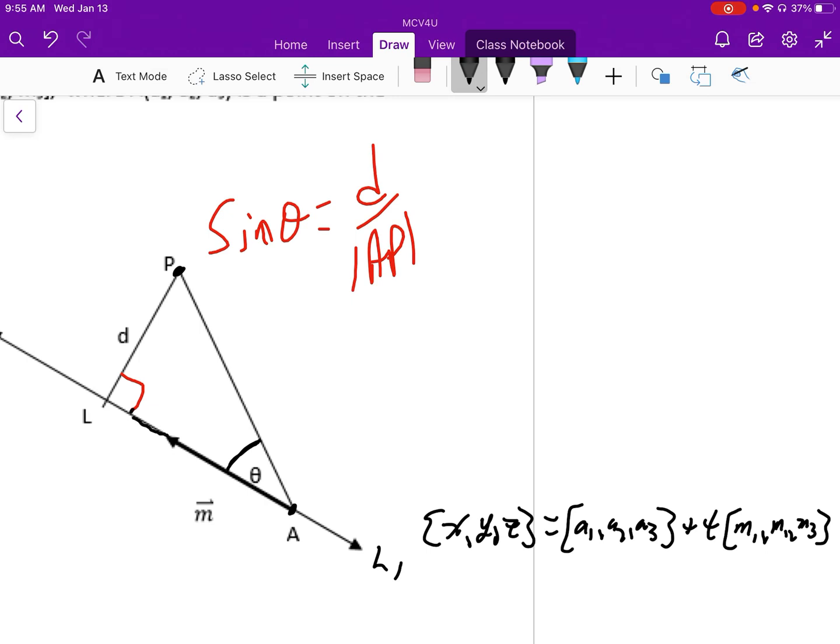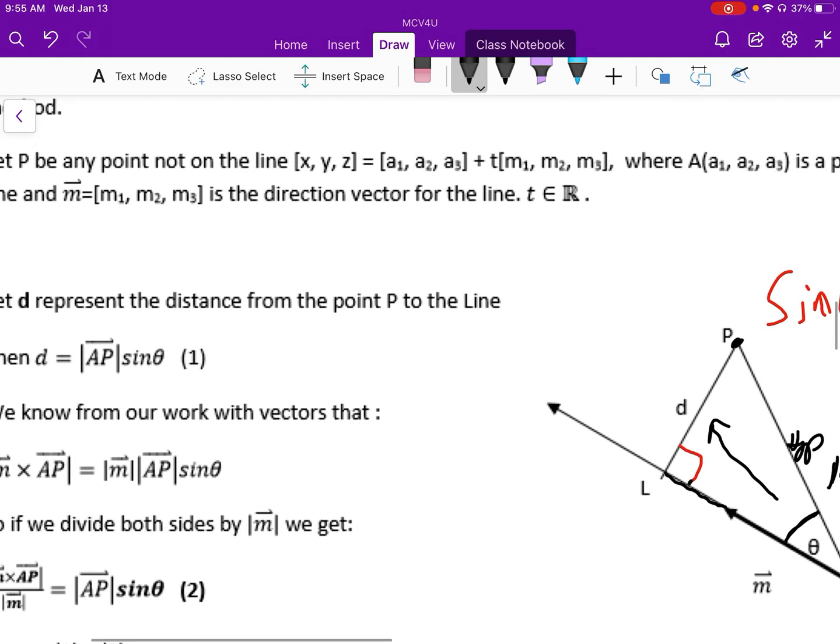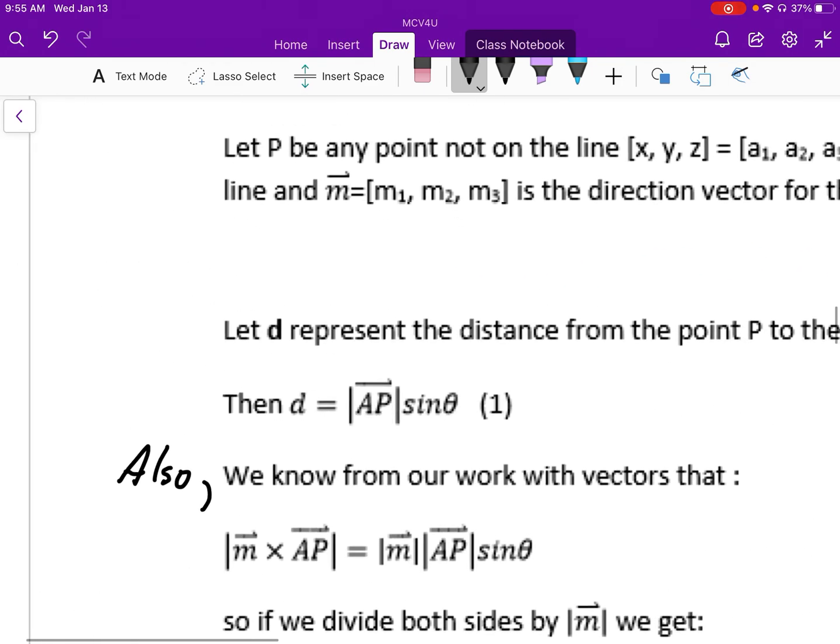So when we complete this triangle, because it's a right angle triangle, we can use the opposite of theta and the hypotenuse. Opposite, distance, hypotenuse, magnitude of AP. So that is sine theta. So the first thing that we see is that the distance is the magnitude of AP times sine theta itself.